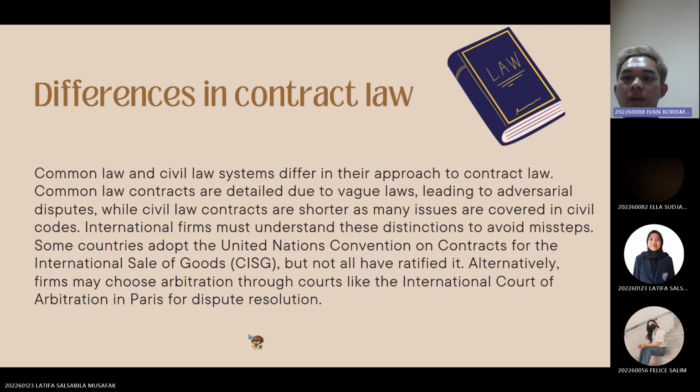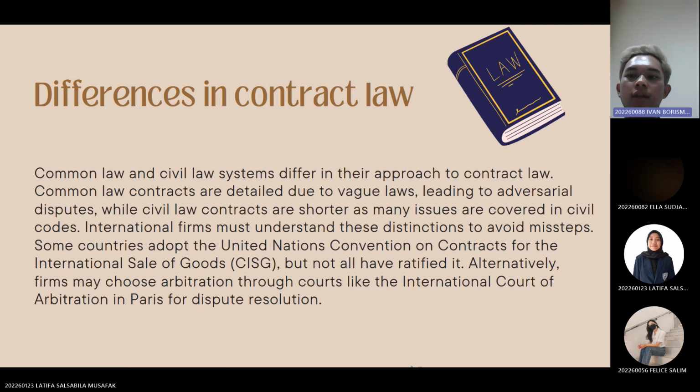So in Indonesia, one example that illustrates the difference between common law and civil law systems is in the approach to contract law. Under the common law system, contracts tend to be very detailed and comprehensive, with all possible contingencies spelled out. This is because common law systems rely heavily on judicial precedent and interpretation, leading to a need for explicit terms to anticipate potential disputes.